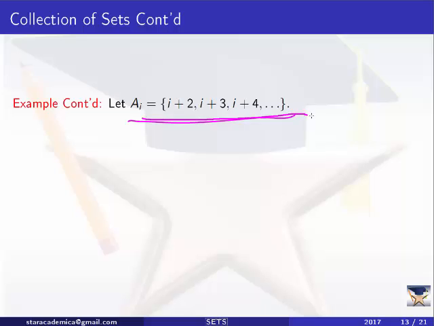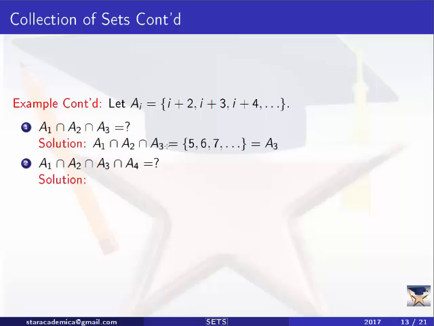We have the same sets, but this time we look at the intersection of these three. So what happens? We need to go back and remember A1 was starting from 3, right? 3, 4, 5, up to infinity. A2 is starting from 4, 5, and so on, and A3 is from 5, 6, 7.